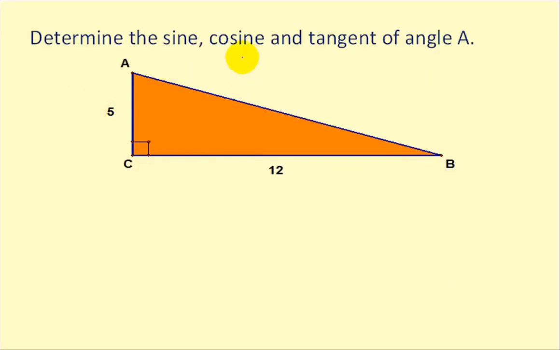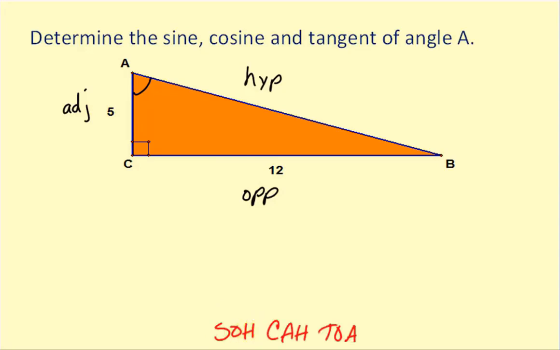Let's determine the sine, cosine, and tangent of angle A. So here's our angle A. Let's go ahead and identify the three sides. Again, this is the hypotenuse. If this is angle A and we bisect it, this would be the opposite side, and this leaves this side as the adjacent side. So again, if we want to, we can use the acronym SOHCAHTOA, if that's helpful.